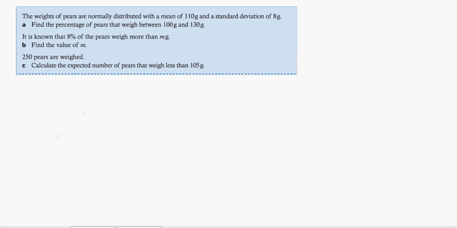Okay, so this last problem kind of combines everything, which is nice. Okay, so this sums it up pretty well.